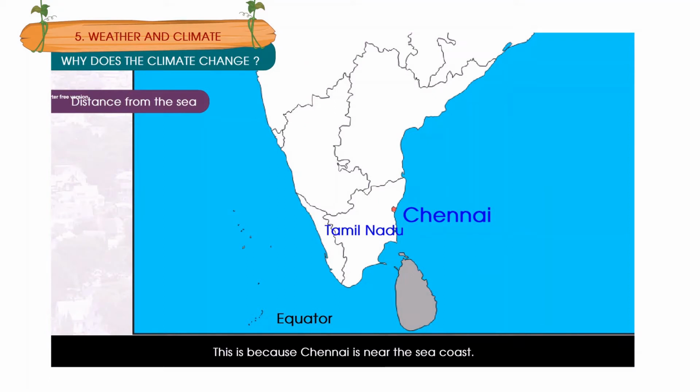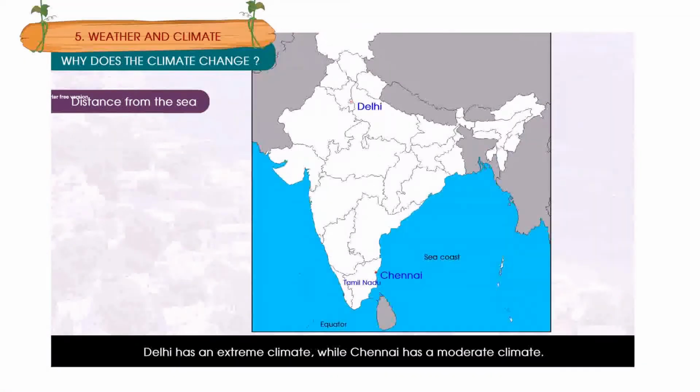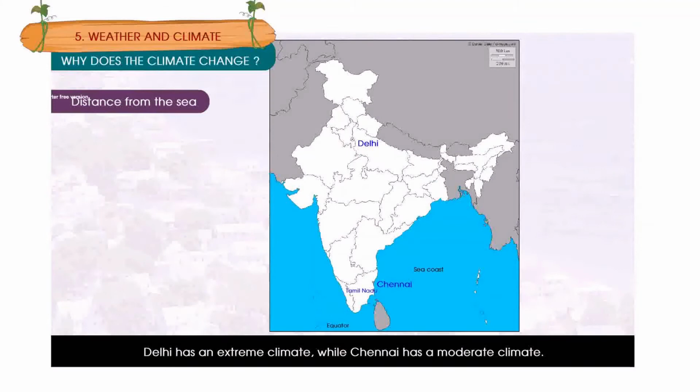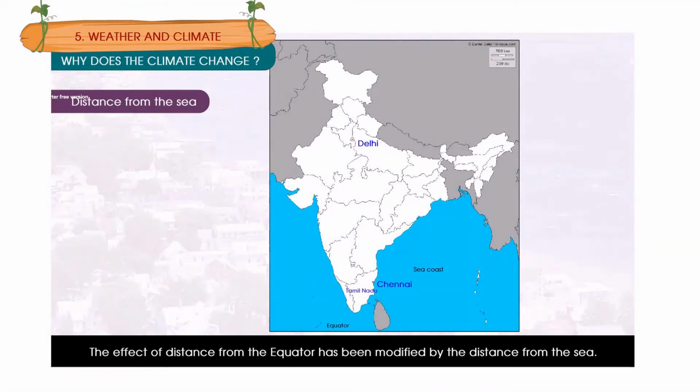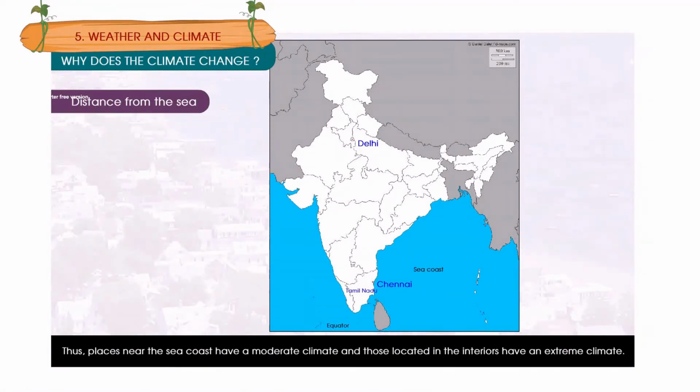This is because Chennai is near the sea coast. The sea has a moderating influence on the climate. Delhi has an extreme climate, while Chennai has a moderate climate. The effect of distance from the equator has been modified by the distance from the sea. Thus, places near the sea coast have a moderate climate and those located in the interiors have an extreme climate.